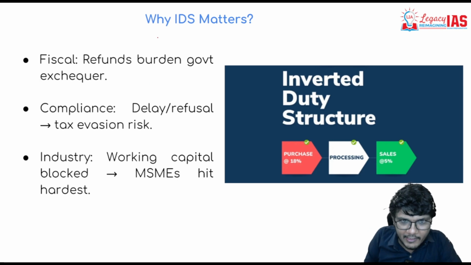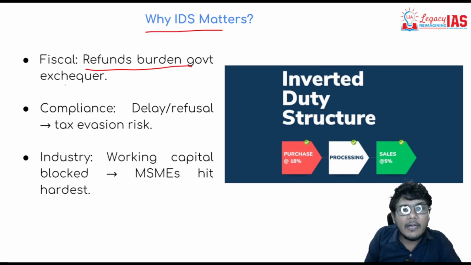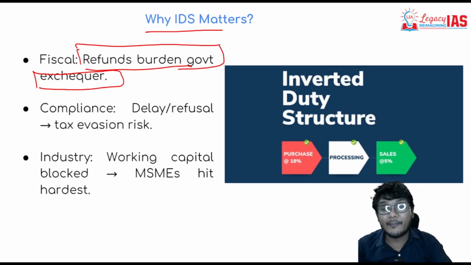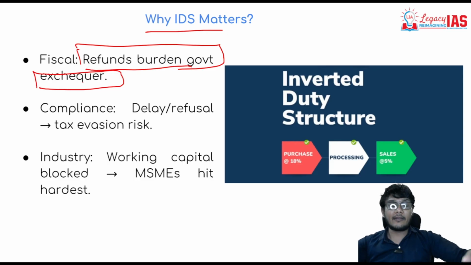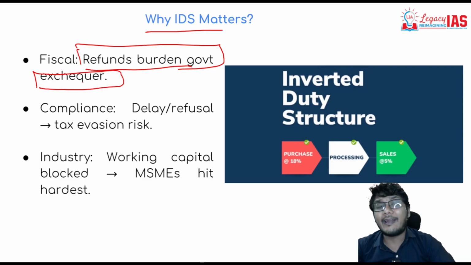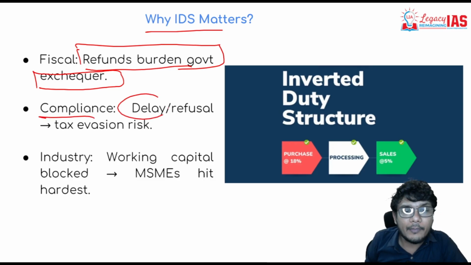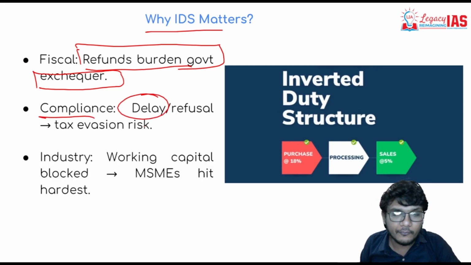Now why does it matter? Simply because the refund burden will be on the exchequer. The government would have received the money but then realized they will have to pay it back. They might have spent it, they might have planned according to that, and now they will have to return it. So that is a burden. The compliance is an issue. There can be delays in the payment of these credits.